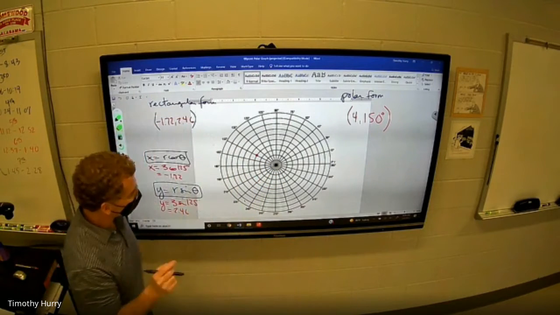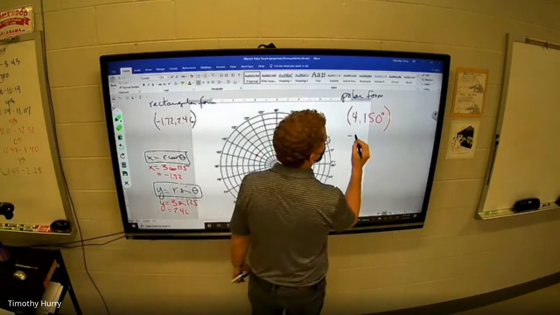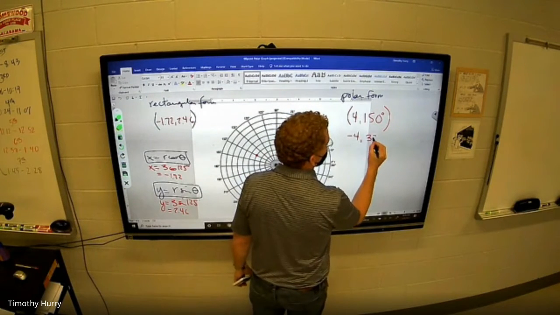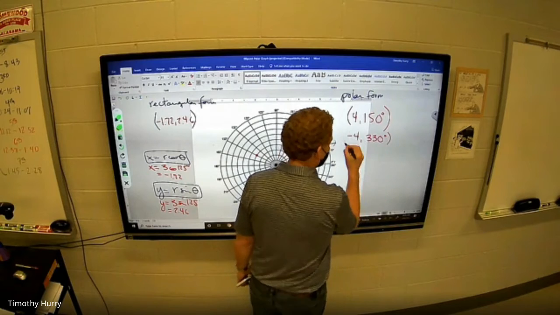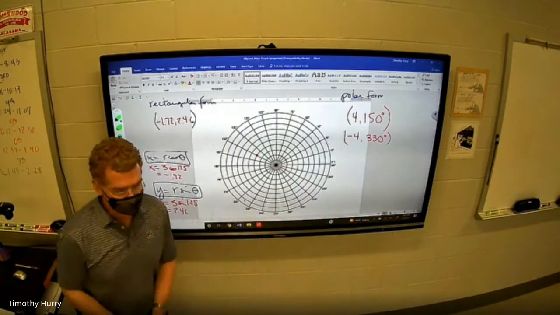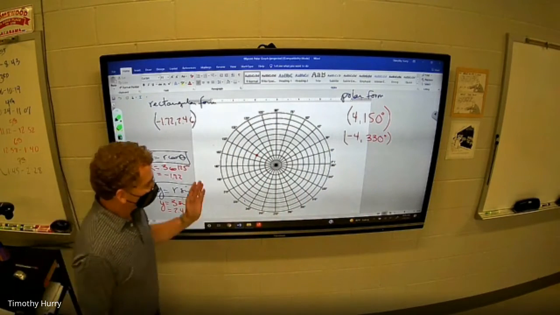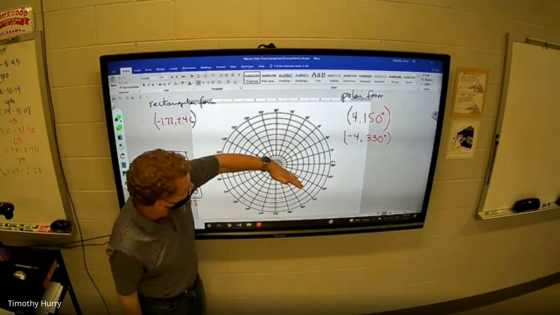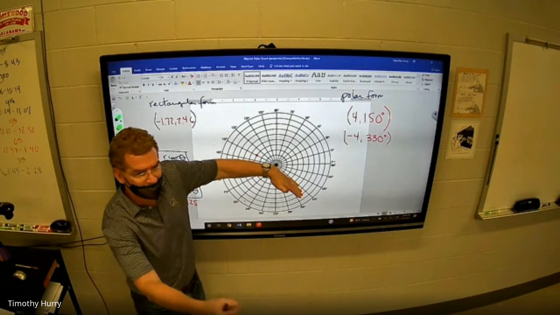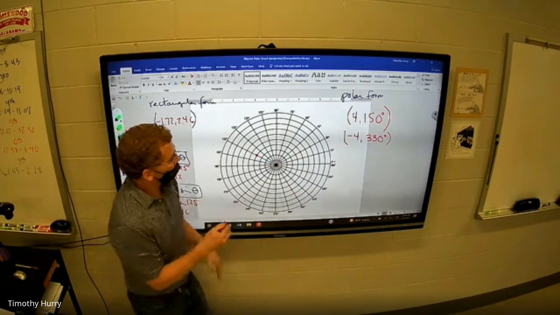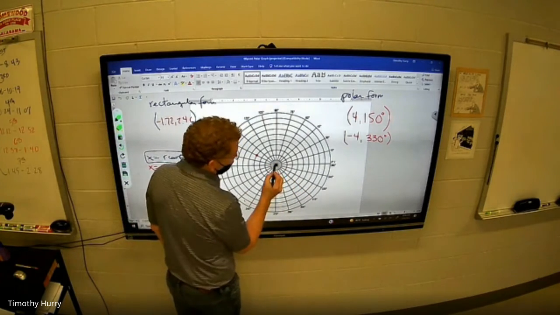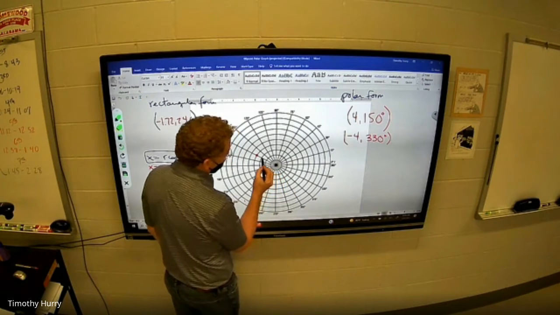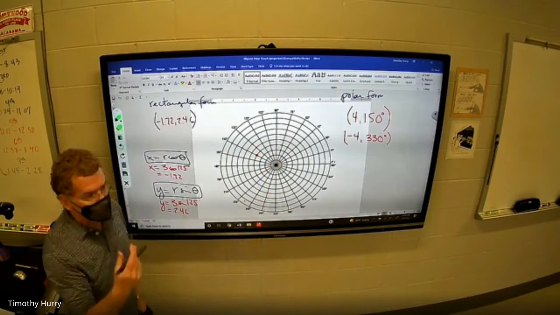Okay, what if I instead said negative 4, 330? What do you think that means? That's a good guess. You look at 330, but instead of walking 4 that way, you walk 4 the other way. So if I look at 330, but instead of going 4 that way, I go 4 back the other way, it turns out that they're equivalent.